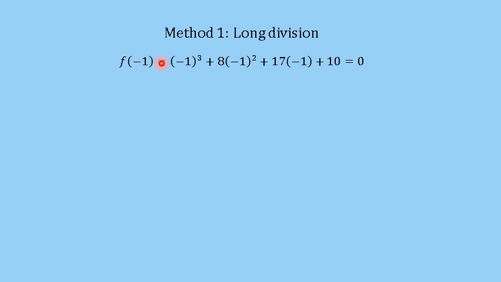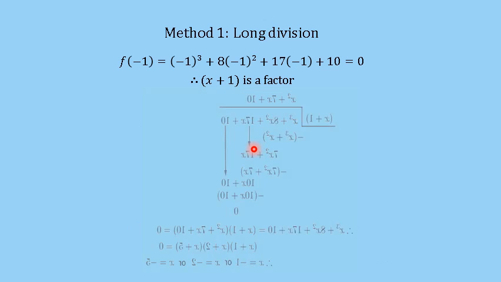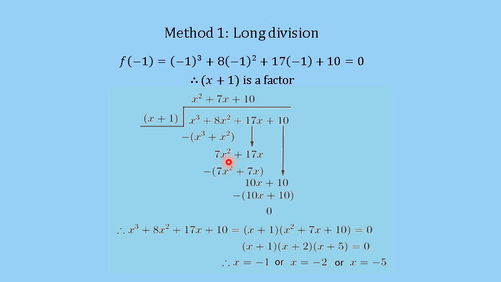Therefore, f of -1 equals 1 into -1 cubed plus 8 into -1 squared plus 17 into -1 plus 10, and this gives us the answer of 0. Now, what is the meaning of this? It means x plus 1 is a factor, not x minus 1, but x plus 1 is a factor. And then here is our workings. First of all, you write x cubed plus 8x squared plus 17x plus 10, and then you divide it by x plus 1.